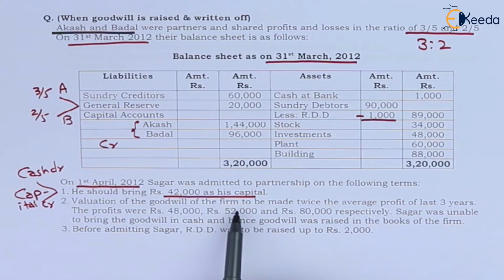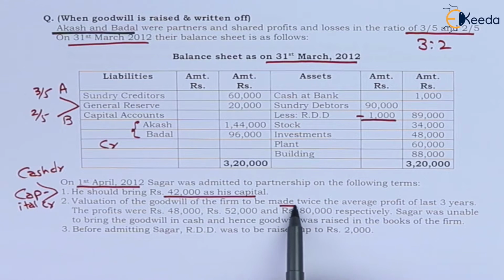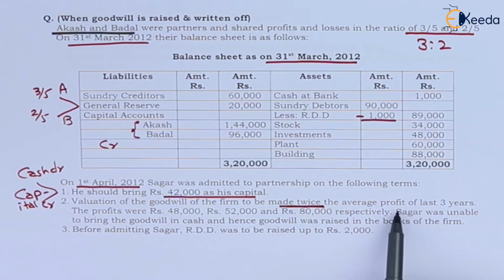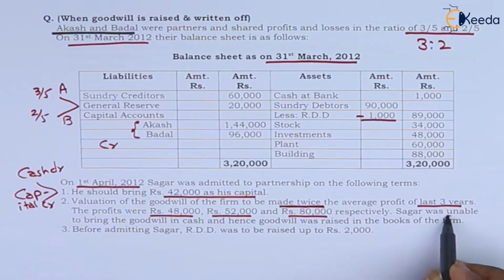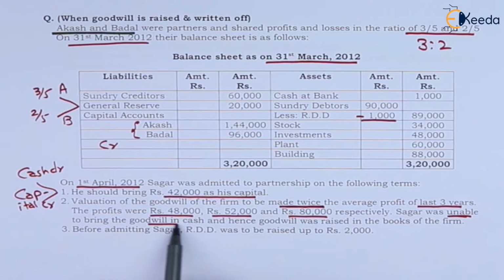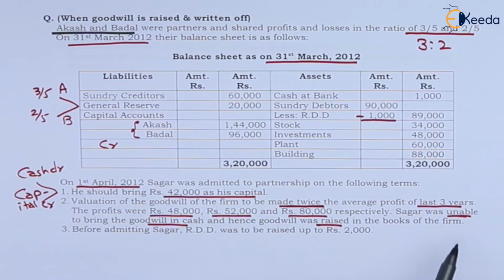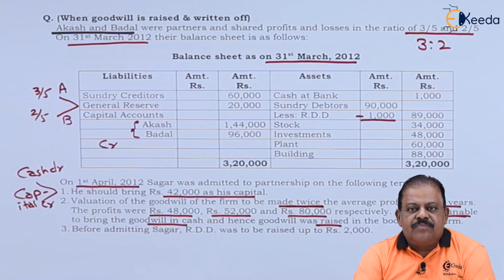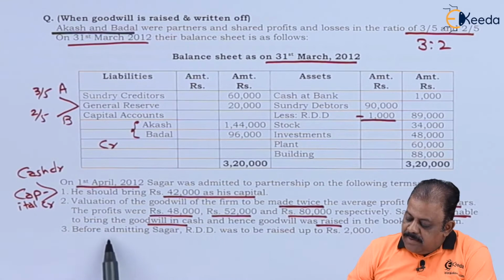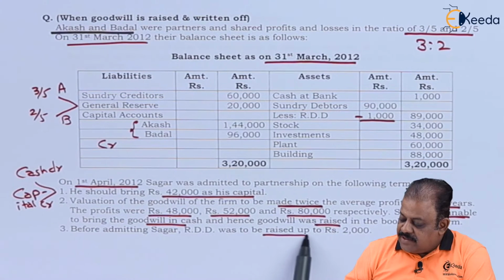Valuation of goodwill of the firm to be made at two times the average profit of the last 3 years. The profits were 48,000, 52,000, 80,000 respectively. So we are required to do a working note for this. Sagar was not able to bring the goodwill in cash. Hence goodwill was raised in the books of the firm. So the full value of goodwill of the firm is raised. Goodwill account is opened.